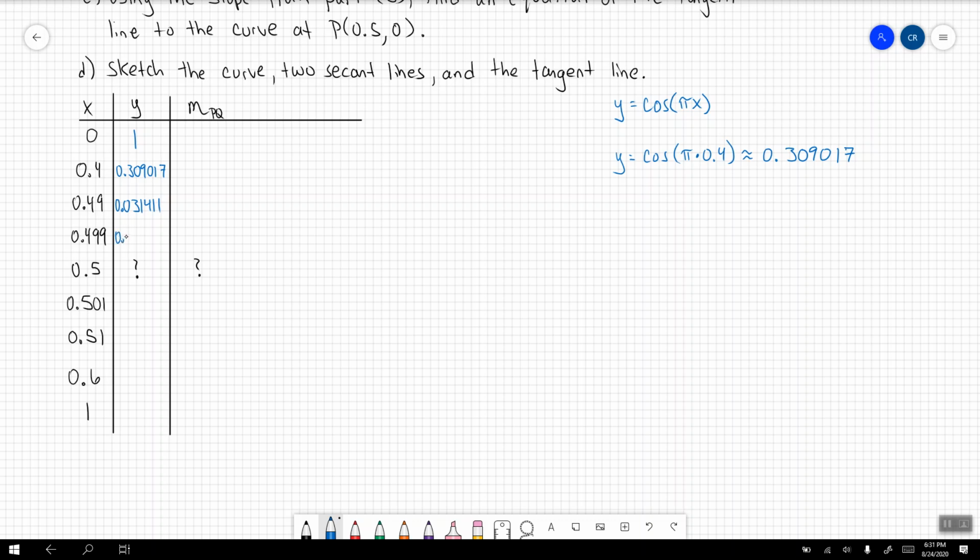Make the substitution for the next one. We should get 0.003142. Again, we're skipping the 0.5 because that's what we're trying to estimate. We're going to move on to the next one, 0.501. So 0.501, making that substitution, should get us negative 0.003142. Making the substitution for 0.51, this should get us negative 0.031411.